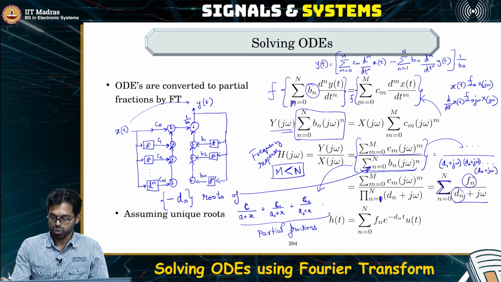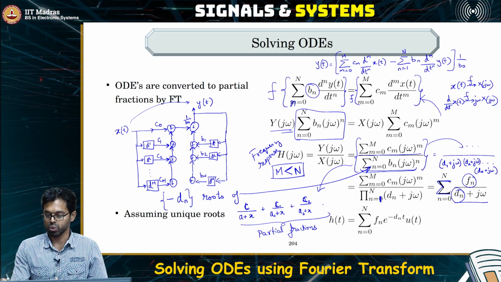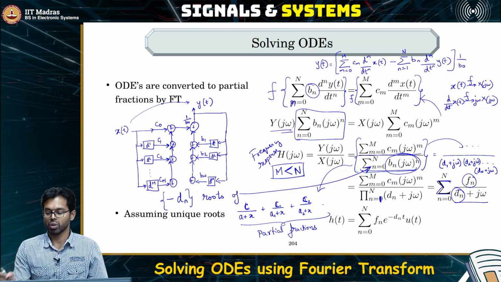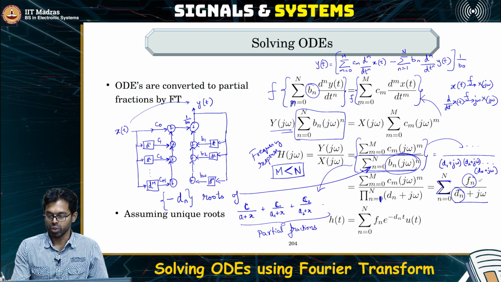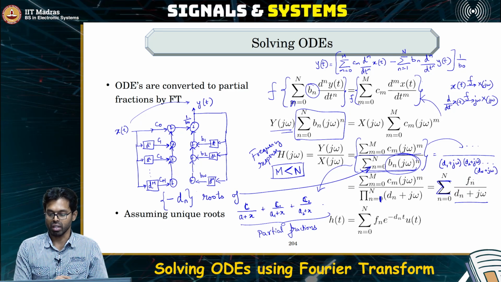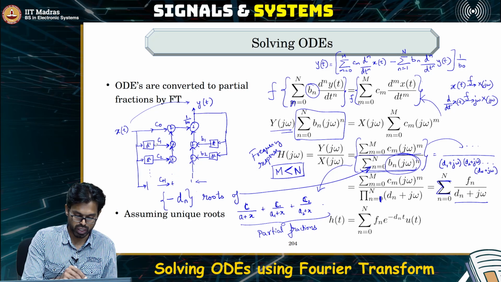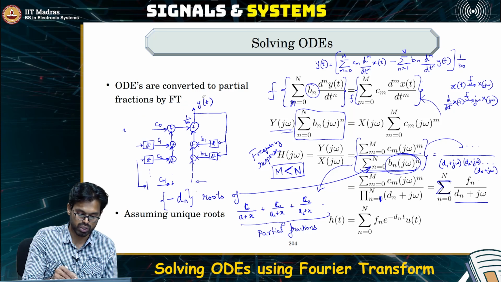We already found out how to get this dn. How do we compute dn? You just find the roots of this polynomial and you compute dn. That is done. The only thing remaining is to find out this fn. Finding out this fn is not very difficult. It is also quite easy. We'll see how.